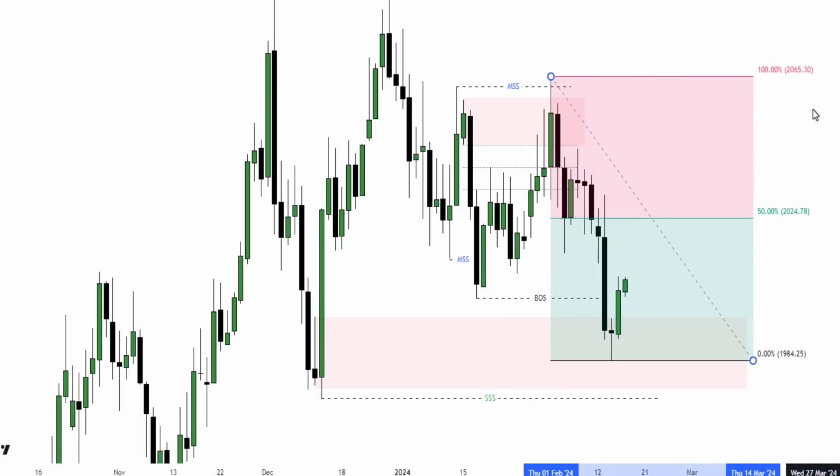Now, this is what they tell you. Don't take a trade in a discount area or take a trade in a premium area. So if you are selling, you sell in a premium area. If you're buying, you buy in a discount area.